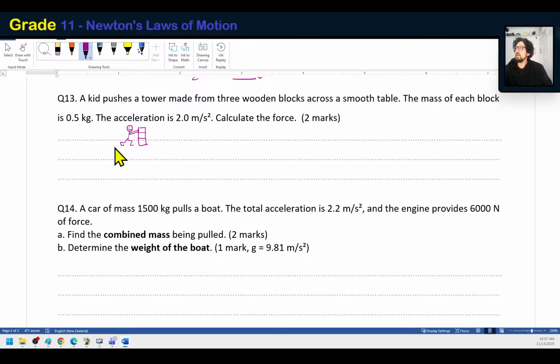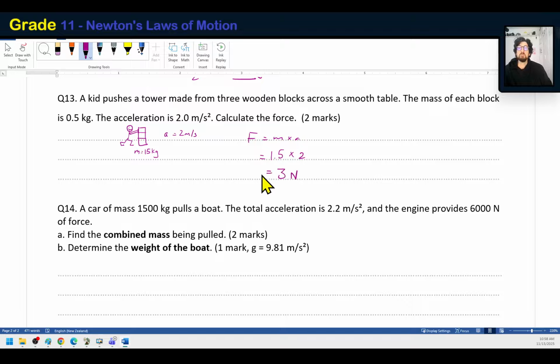Here we go. So they're pushing the 3 blocks. Each one is half a kilo, so that's a total mass of 1.5 kilograms. So that is the mass. And we have the acceleration, which is 2 meters per second squared. And we calculate the force. So once again, force equals mass times acceleration. The hardest part here was to figure out that the tower is 1.5 kilograms. So 1.5 times 2, which is equivalent to 3 newtons.